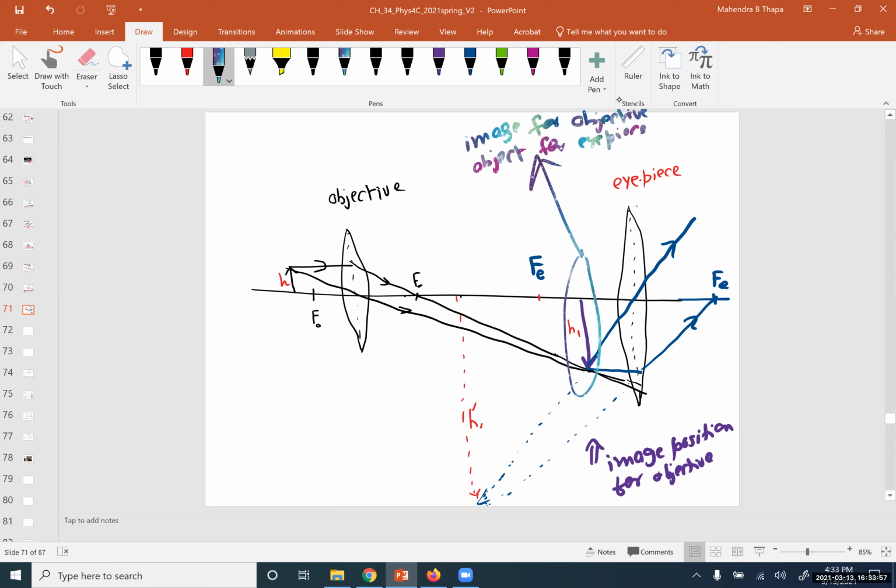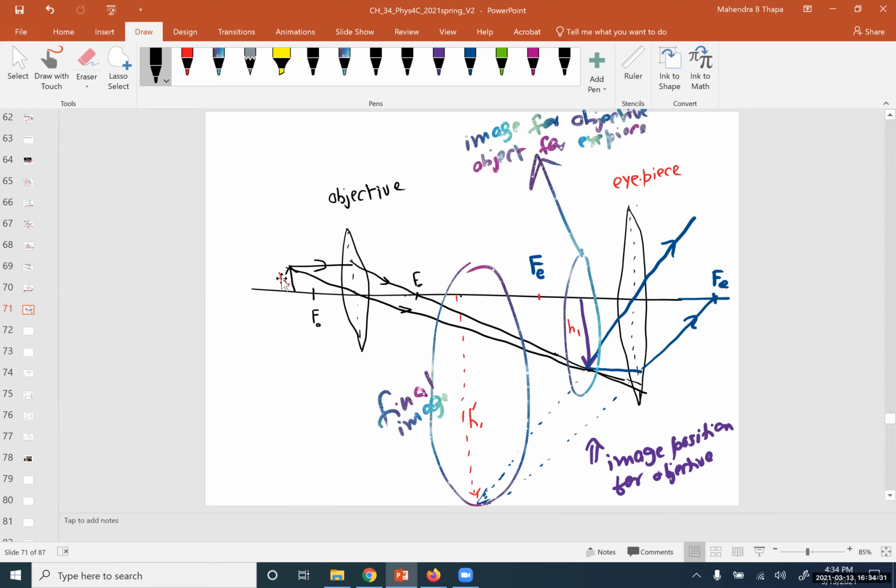And this one is the final image. Final image. Okay. So now, once we did this thing, we can use some of the equations to find the magnification. Okay. So this is the final image. So you can use the equations as before.